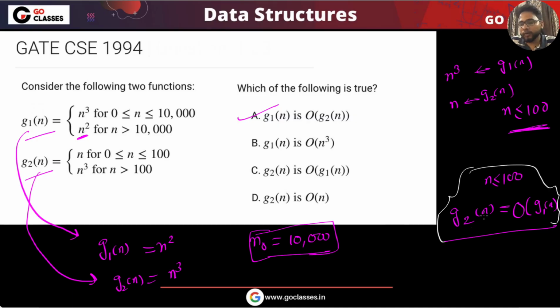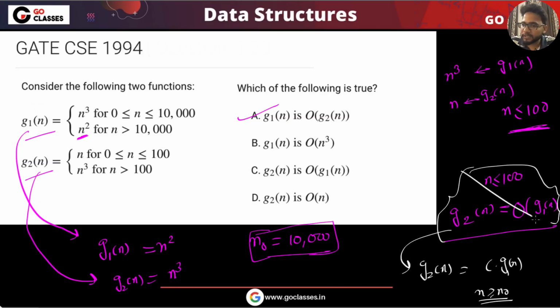If you are saying something like this, then it means that g2n is less than or equal to c into g1n, and here n is greater than or equal to some n naught, right? You cannot bound a function on some limit, that for n less than or equal to 100 only this is true. These asymptotic notations are for after a certain point, not before a certain point. It is perfectly fine that g1n is n cube and g2n is something else.